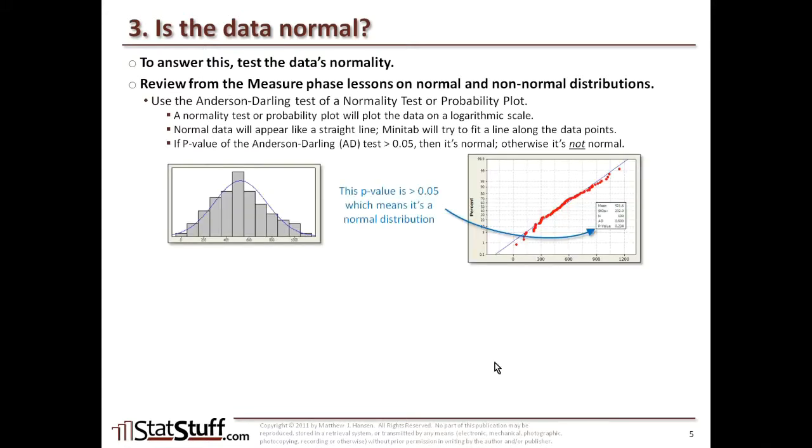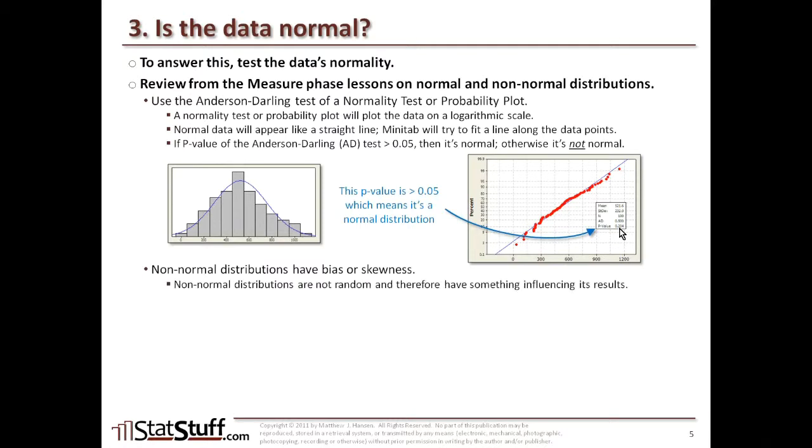So in the example we have here, this might look like a normal distribution. If we plot that data using the normality test, or a probability plot, we would look again for the p-value used for the Anderson-Darling test. The p-value down here shows that it's greater than 0.05, which indicates that it is a normal distribution after all. Non-normal distributions, though, have some sort of bias or skewness in the data.